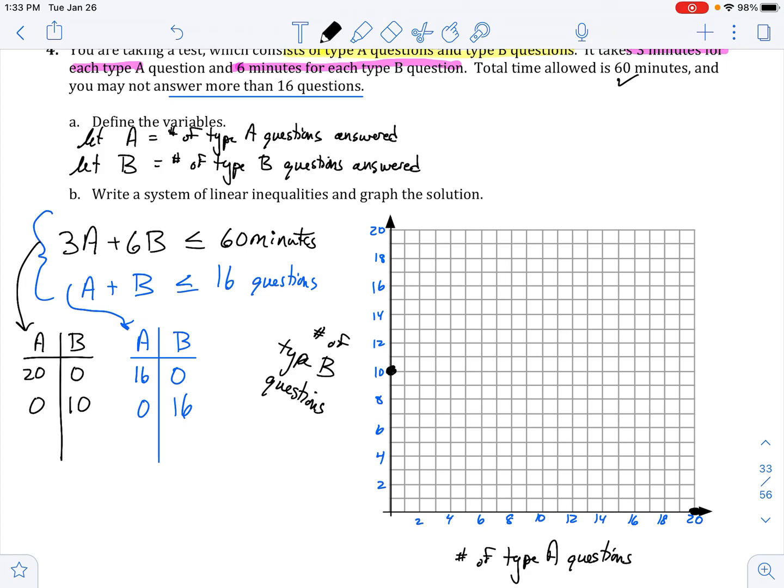It is less than or equal to, so we know that this is a solid line. And I do need to worry about shading, but if I test 0, 0, 3 times 0 plus 6 times 0 is 0 minutes, right? And is 0 less than or equal to 60? Answer is yes. So we're going to shade back towards 0, 0, where it was true.